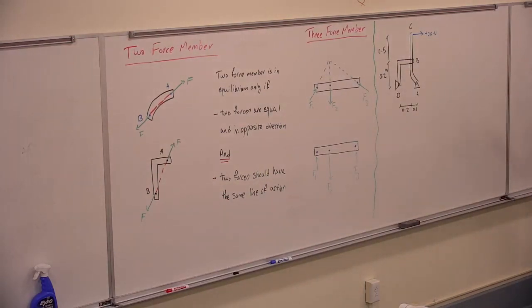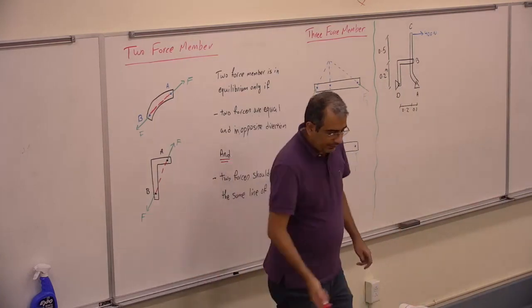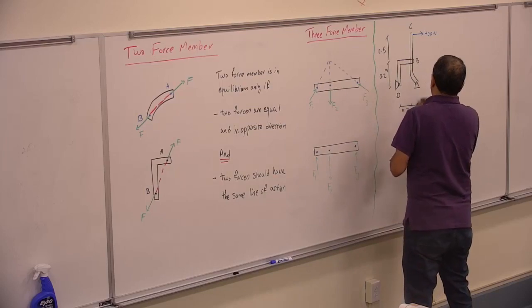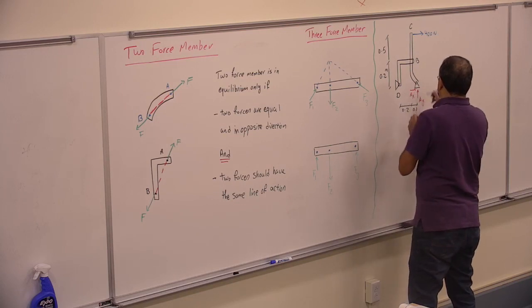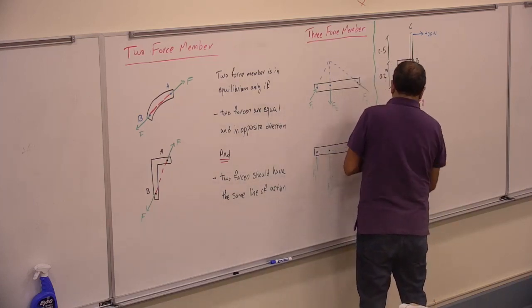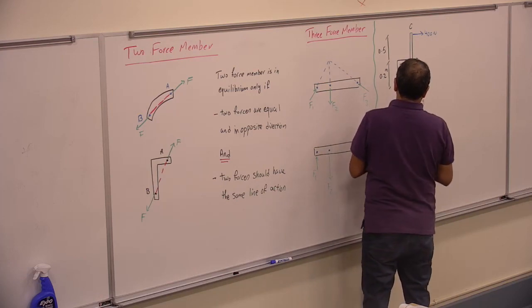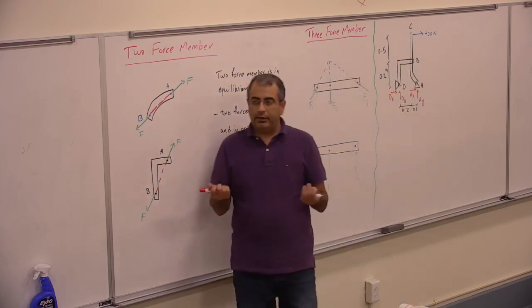If you look at it, how many unknowns do I have at A? It's a pin. It doesn't let it go left or right. It doesn't let it go up and down. So I'm going to have AX and AY at A. What about the point D? How many unknowns do I have at D? Same thing. So I have DY, DX. So I have four unknowns.